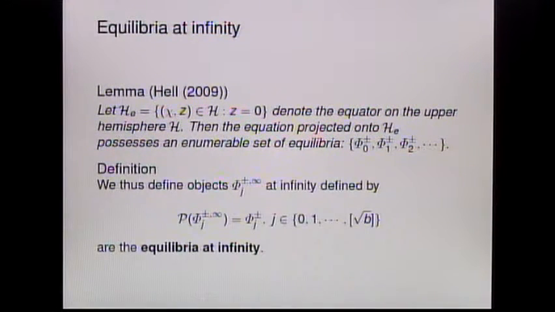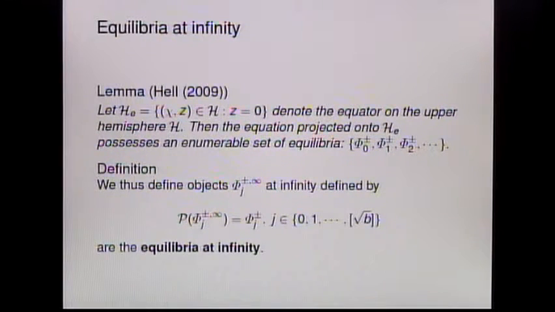So this basically motivates the definition of these objects at infinity of the space X alpha that are defined in this way. The projection of these objects at infinity coincides with these equilibrium points on the equator here. And we call these objects at infinity equilibria at infinity.